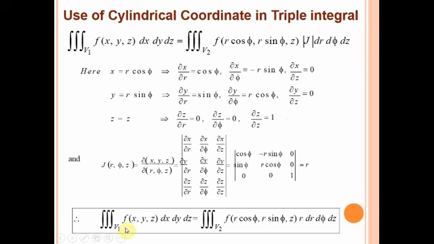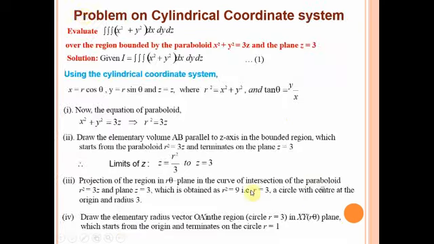So this f(x, y, z) dx dy dz will be equal to this integration in cylindrical coordinates, f(r cos phi, r sin phi, z) r dr d phi dz. So this Jacobian value is equal to r.